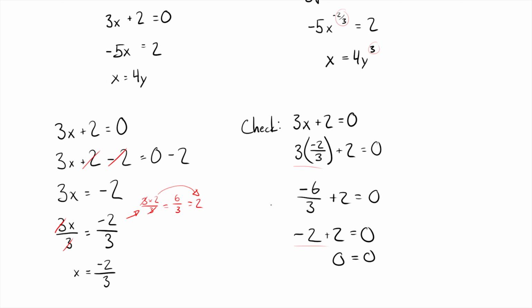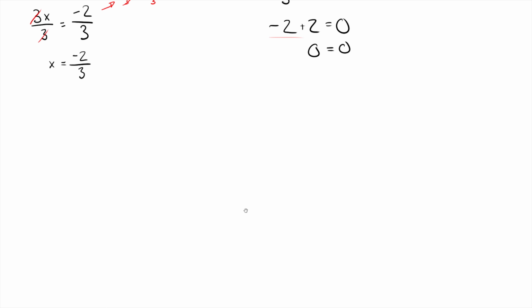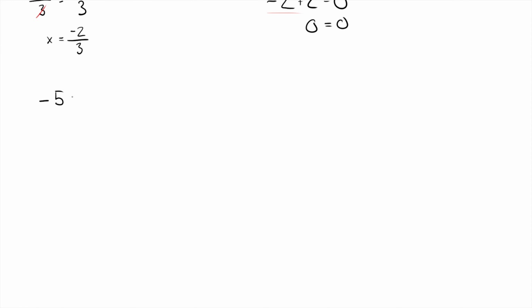Let's go to our second example of negative 5x equals 2. So in this case, negative 5x equals 2. This one is actually even more simple than the previous one. So let's go through it. Again, I want to get this x to be alone. And right now it's being multiplied by the number negative 5. So how am I going to get it to be alone? Well, I'm just going to divide by negative 5.